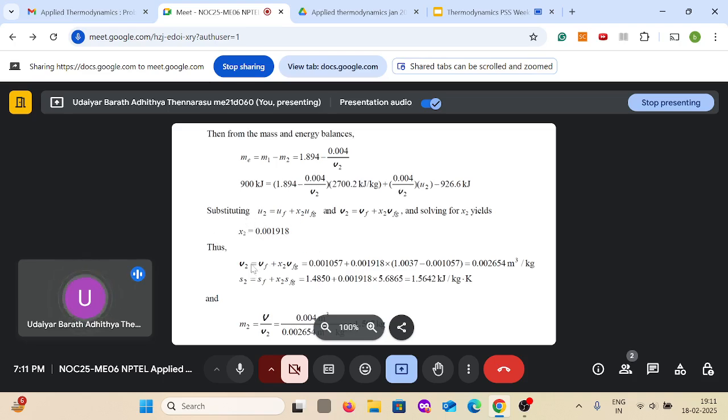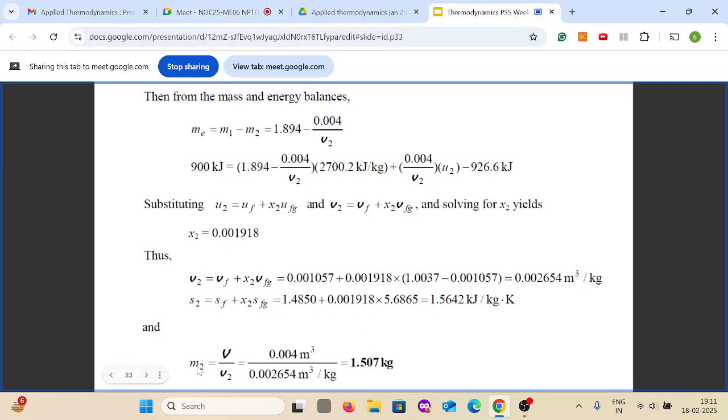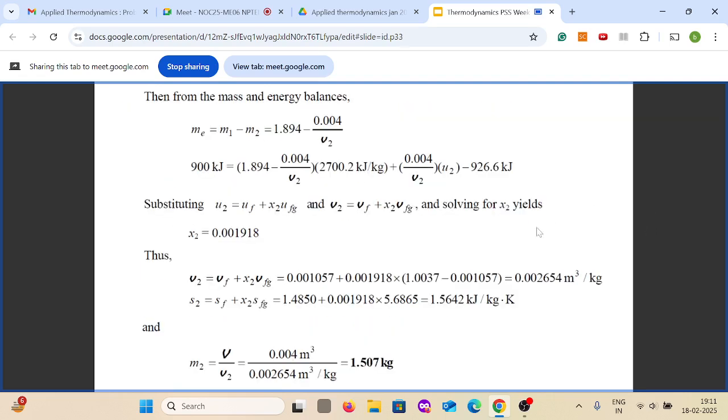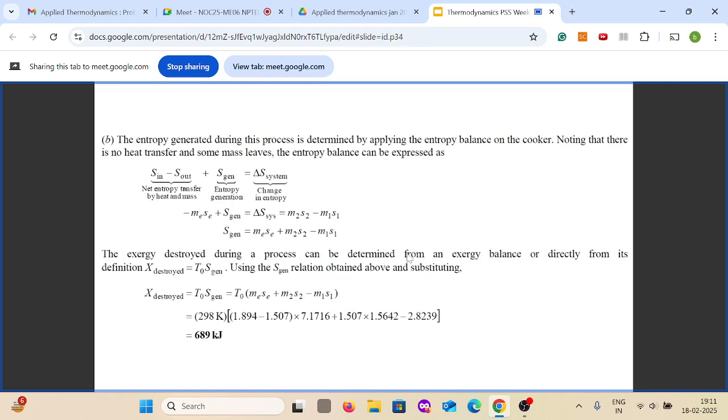Substituting, I get specific volume and entropy at state 2. The specific volume is 0.002654 meter cube per kg and entropy at state 2 is 1.5642. With this I can find out the mass at 2, which is 0.004 divided by 0.002654. This gives me 1.507 kg. So initially it was 1.8945 kg. Now we have 1.507 kg.